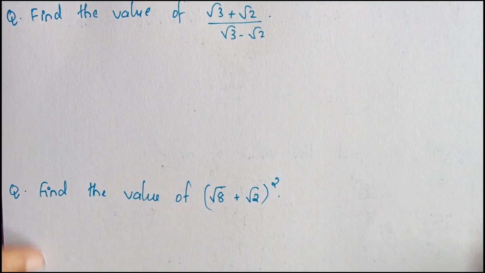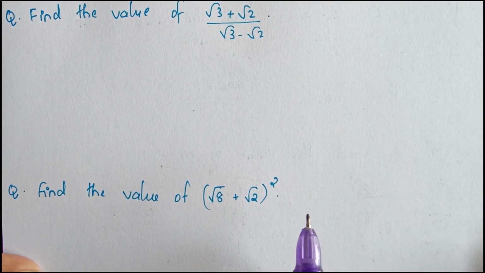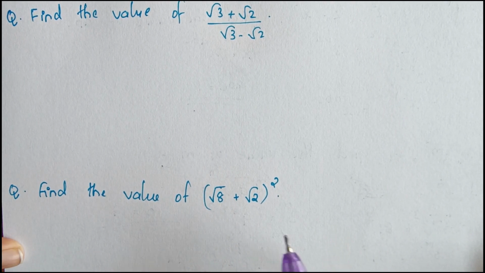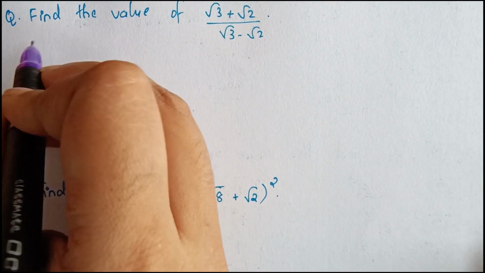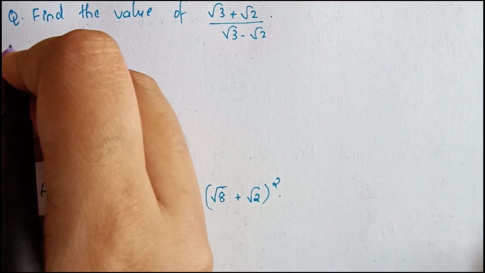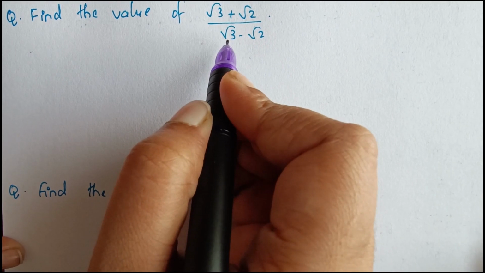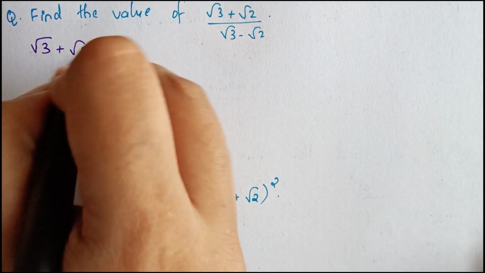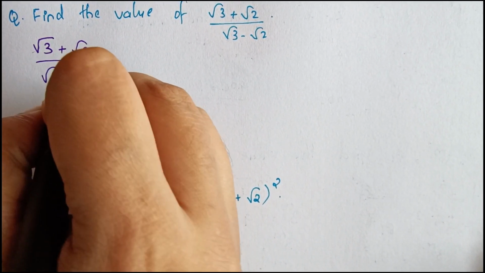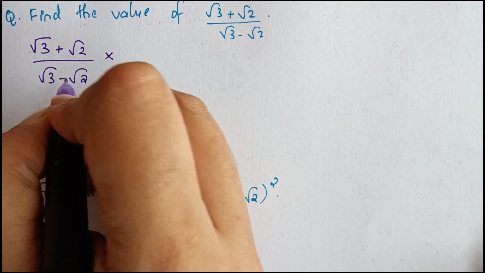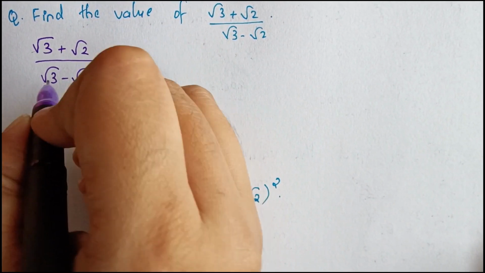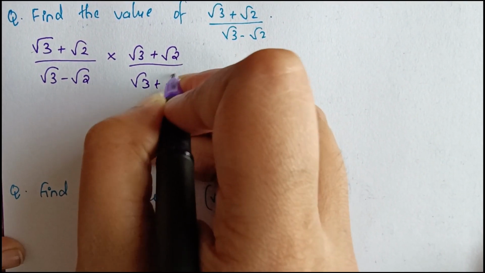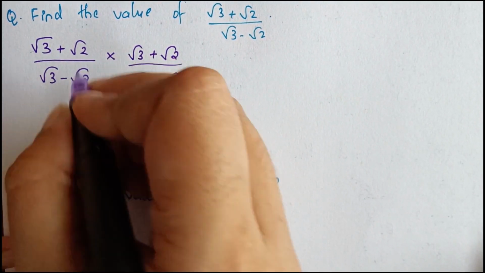Next question, find the value of root 3 plus root 2 divided by root 3 minus root 2. So here we can apply multiplying by the reciprocal. That is, we need to make the denominator 1. So for that, we will multiply root 3 plus root 2 divided by root 3 minus root 2 into the reciprocal, that is root 3 plus root 2 divided by root 3 plus root 2. That is, the number with the opposite sign of the denominator is what we will multiply with.